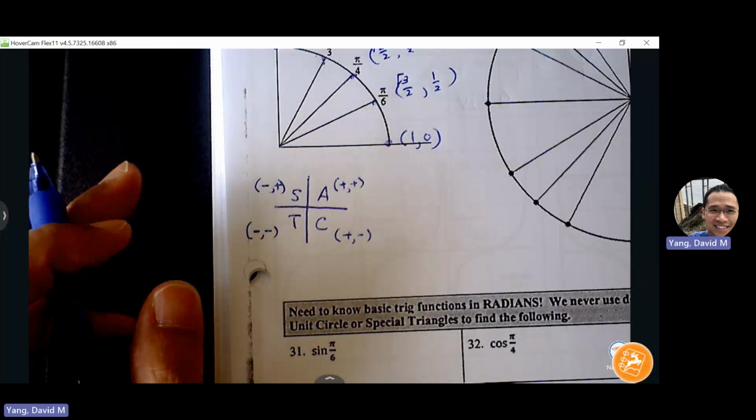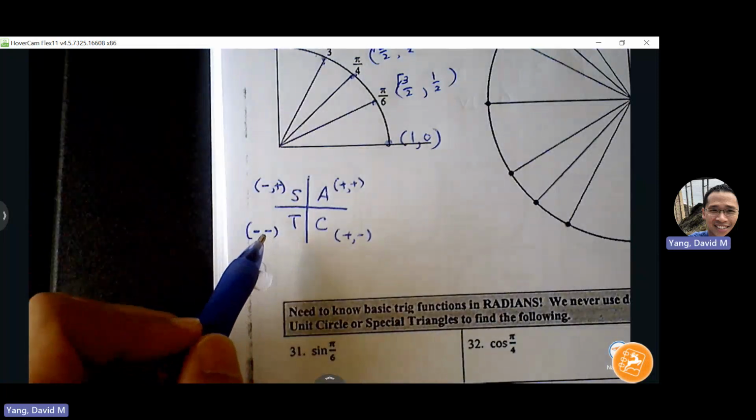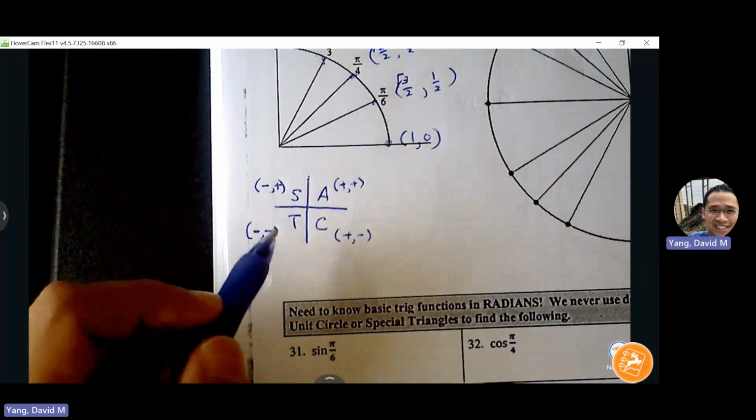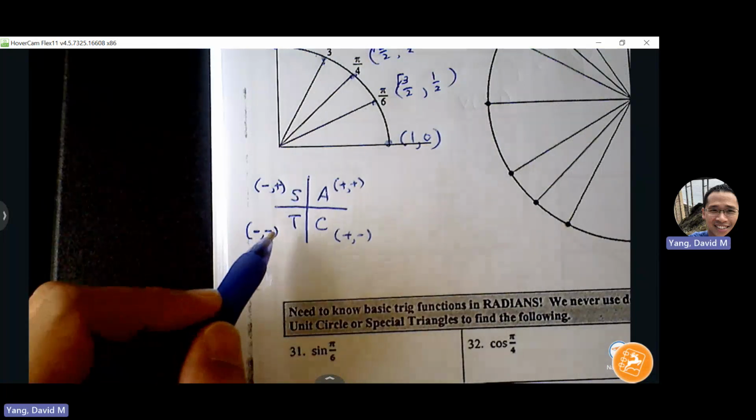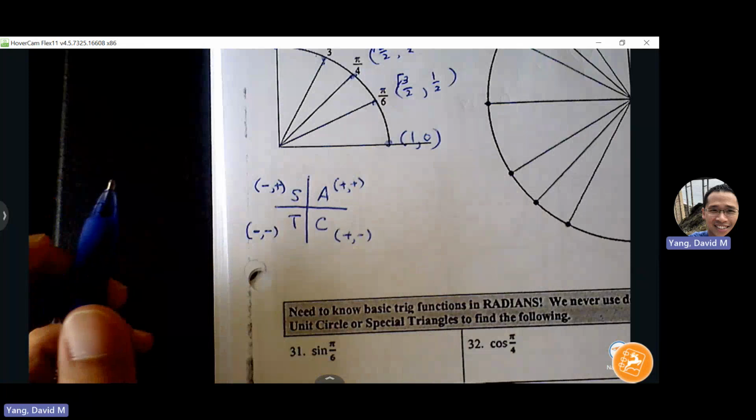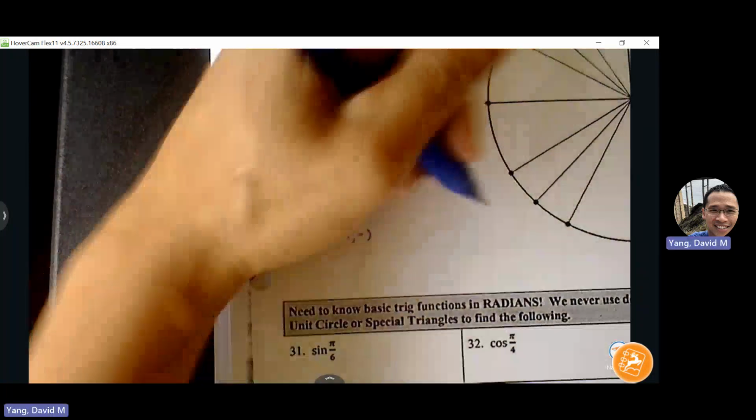So in the third quadrant, only tangent. Oh, tangent and cotangent. So tangent, right, and its reciprocal, or its function, are positive.